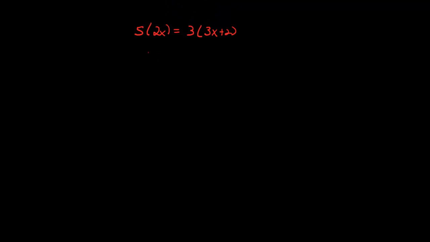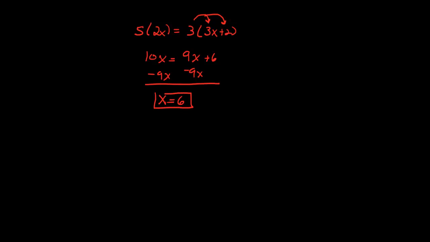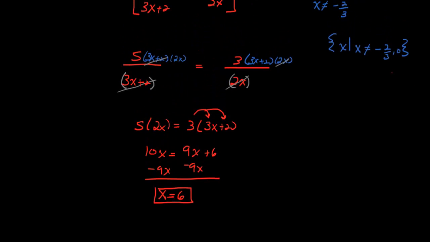So this will give us a value of 10x, and that'll equal, we have to distribute our 3 to both of these terms, so we're going to have 9x plus 6, and then we're going to subtract 9x on both sides, and then we get x equals 6. And then we must cross-reference this with our original domain. Remember, our domain at the beginning said that x cannot equal negative 2/3, so we're safe there, and x cannot equal 0, so we're safe there as well.